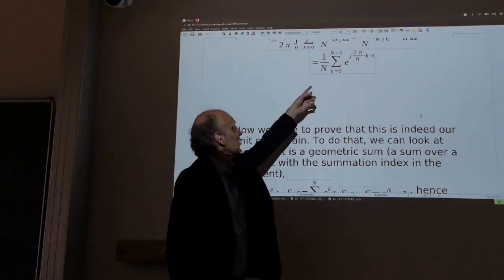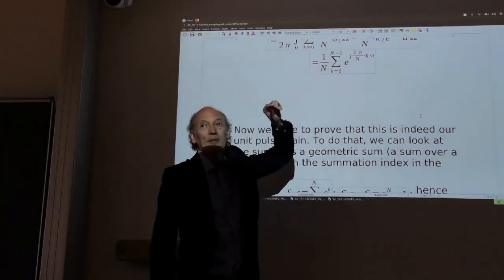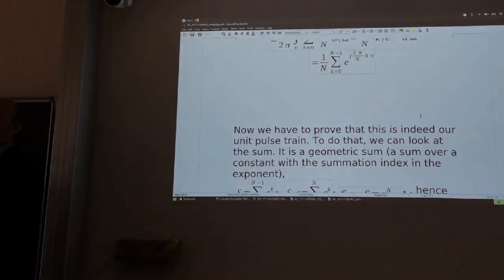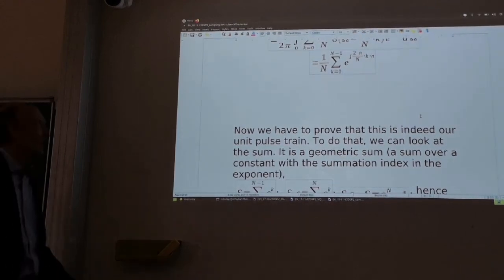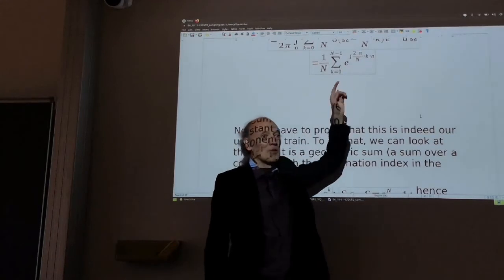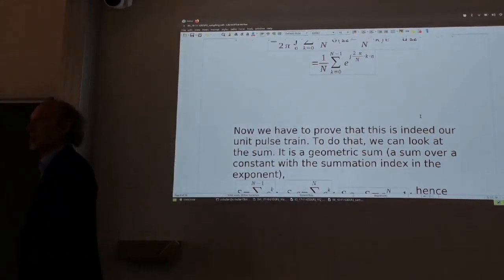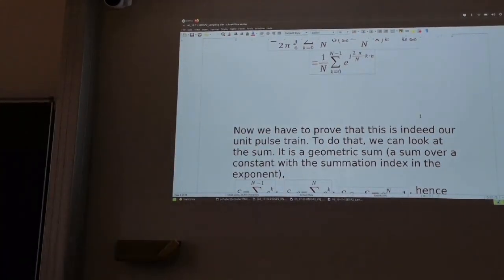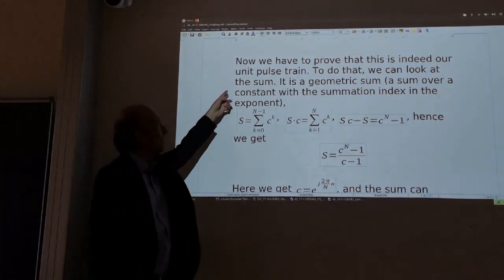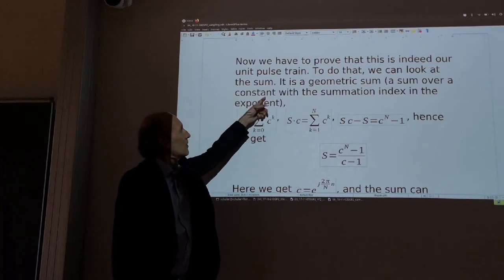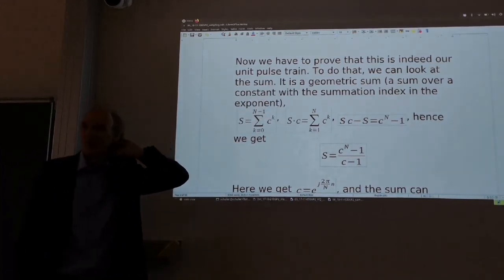Yeah, so what do you think? Is this a unit pulse train? How do we know? It looks like complex oscillations, right? This is the sum of complex oscillations. And yeah, maybe they sum up to a unit pulse train. We don't know yet. So we have to prove that this is indeed our unit pulse train. And to do that, we can just look at the sum. And we see that this is a geometric sum. Do you know geometric sum?